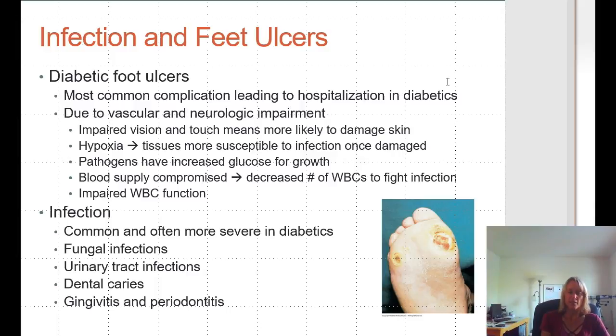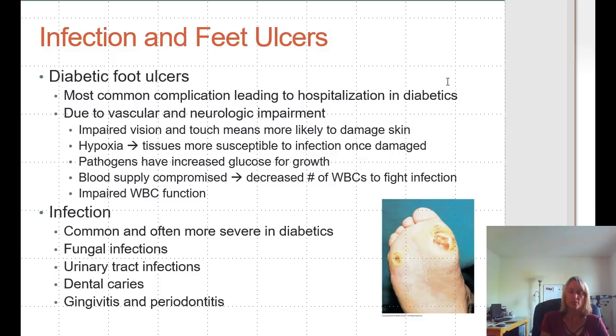So let's say you damage the skin on your feet. You don't even know it. You can't see it. You didn't really feel it. And then hypoxia, because you have impaired blood flow to the foot, is going to make the tissues more susceptible to infection once damaged.